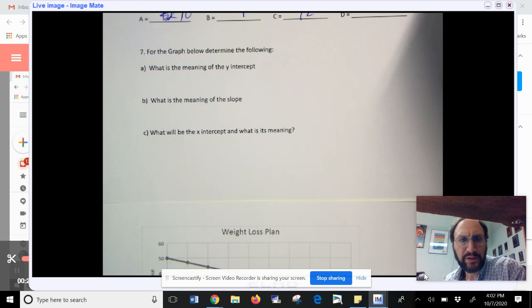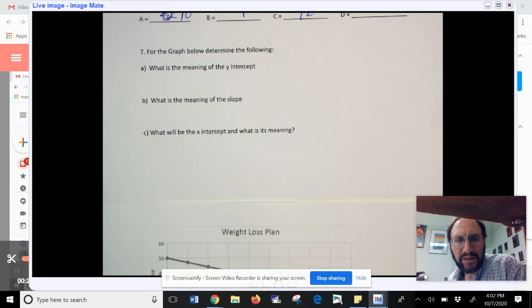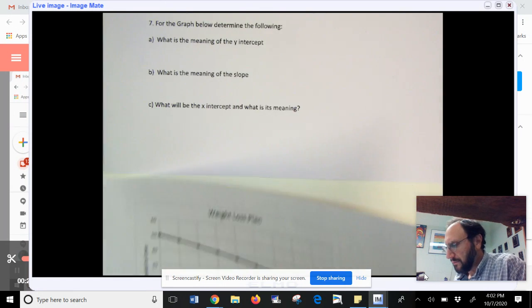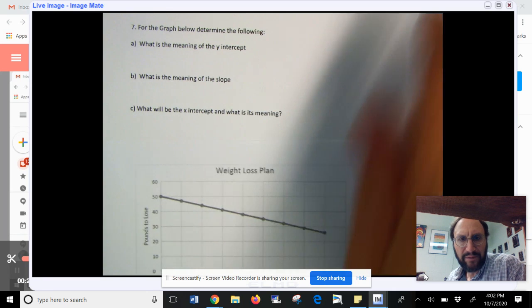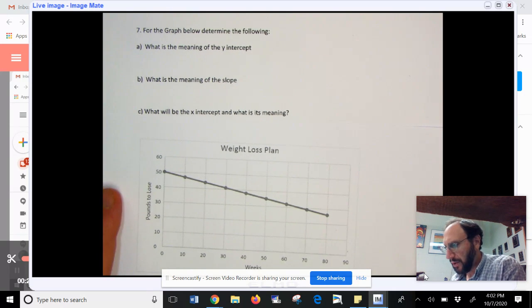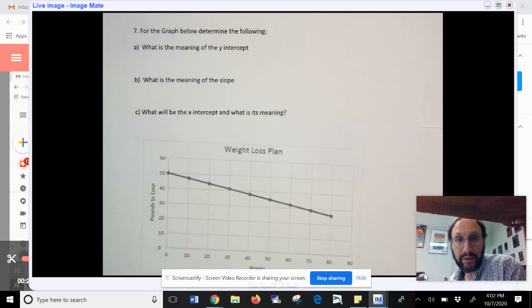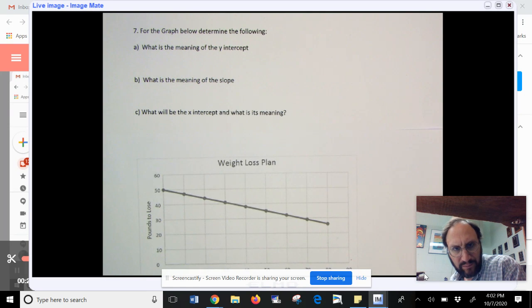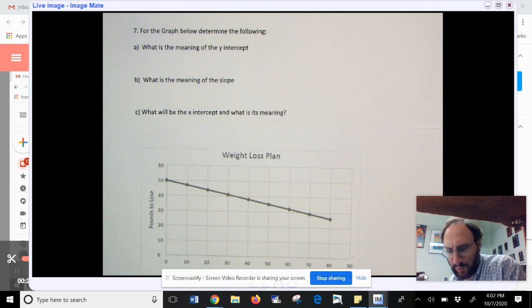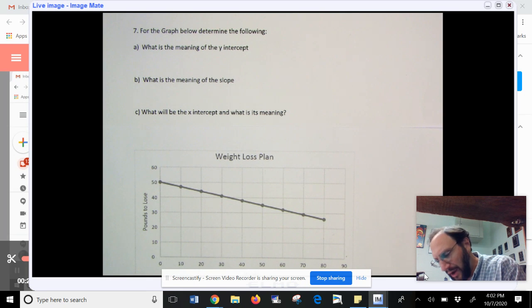The last problem on Chapter 1 review, assignment 152, is problem number 7. Problem number 7 has the graph that's this weight loss plot that I made up, and it looks like this. For the graph below, determine the following. What's the meaning of the y-intercept, the meaning of the slope, and what will the x-intercept be? What will be the x-intercept, and what is its meaning? This might be a little hard to find the x-intercept, but we'll do our best.